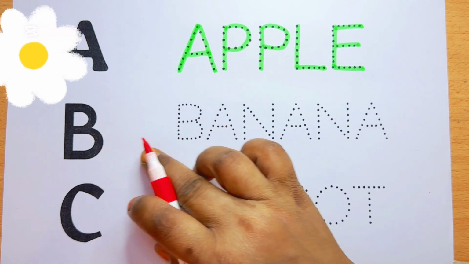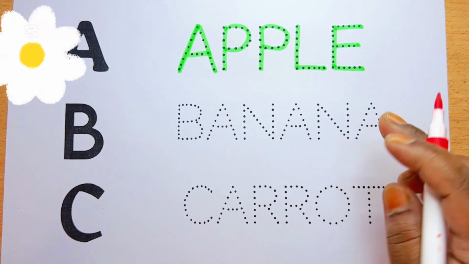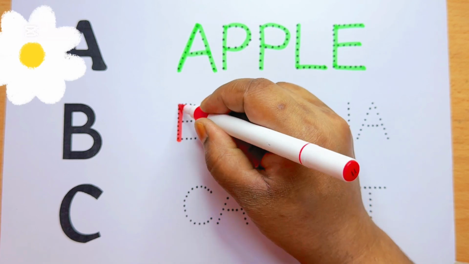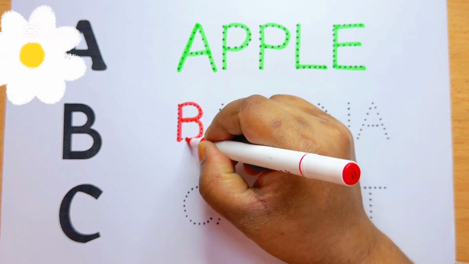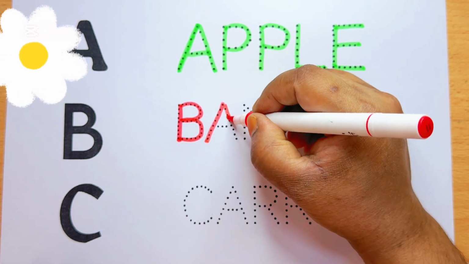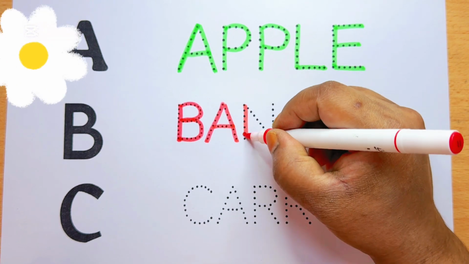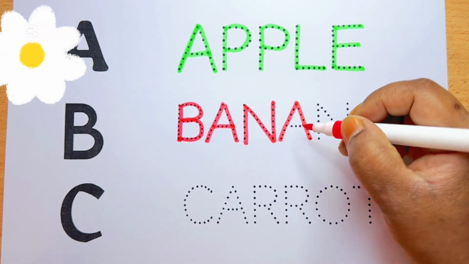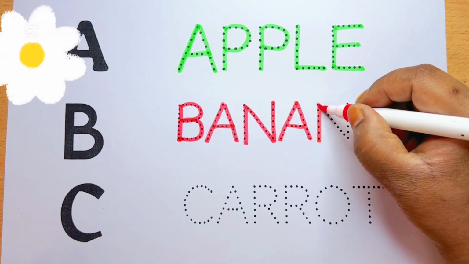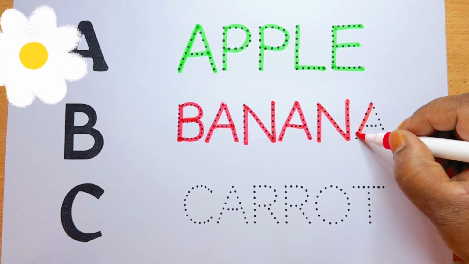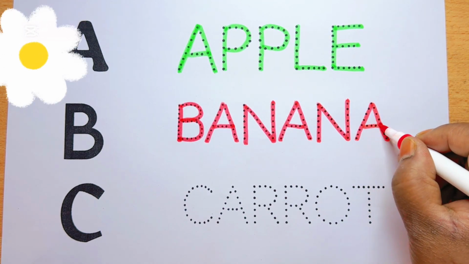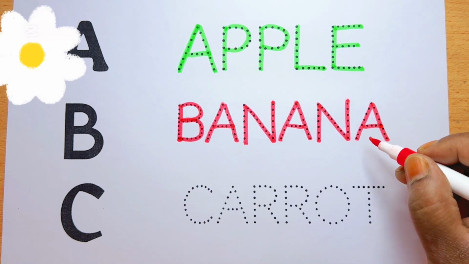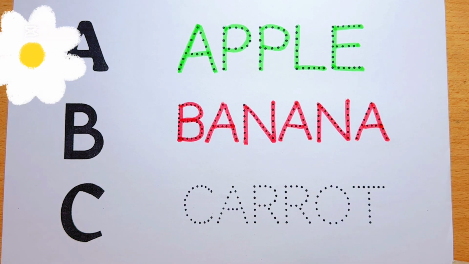B, B for banana. B, A, N, A, N, A, banana. B for banana.